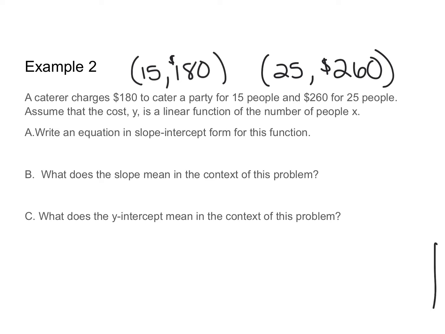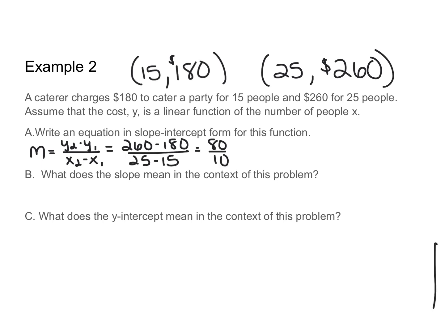We need to write an equation, so that means we need to find our slope. So our slope would be the difference in the y's over the difference in the x's. So if I do 260 minus 180 divided by 25 minus 15, I get 80 over 10, which reduces to 8. So my slope is 8.